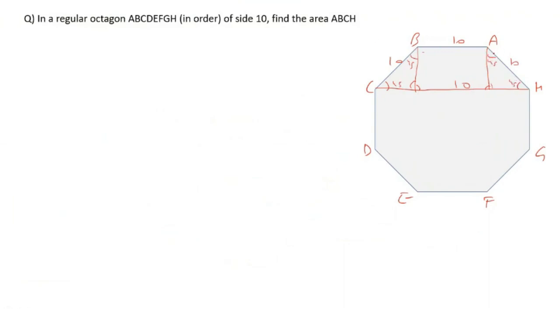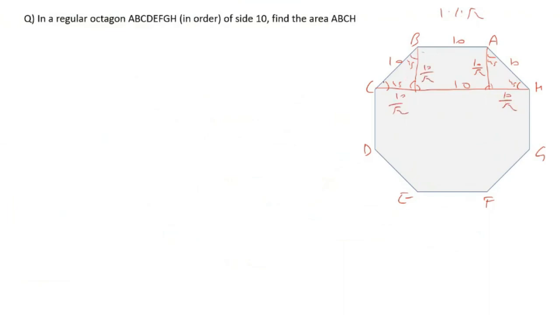So basically, if this is 10, this would be 10 upon root 2, just using basic trigonometry, or if you remember the right angle isosceles ratio of 1 is to 1 is to root 2. So similarly, this is 10 by root 2, this is 10 by root 2, this is 10 by root 2, this is 10 by root 2.